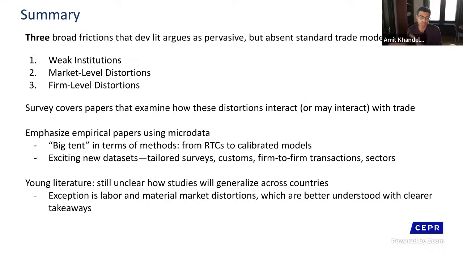And so what you'll see from this literature review is that it's still a little bit unclear how different distortions interact with trade and generalize across different settings, either across different sectors or across different countries or different time periods. One exception is that we do think we have a better understanding now of the implications of trade and labor markets and material market distortions. But there are a lot of open areas of research, we think, in this area.